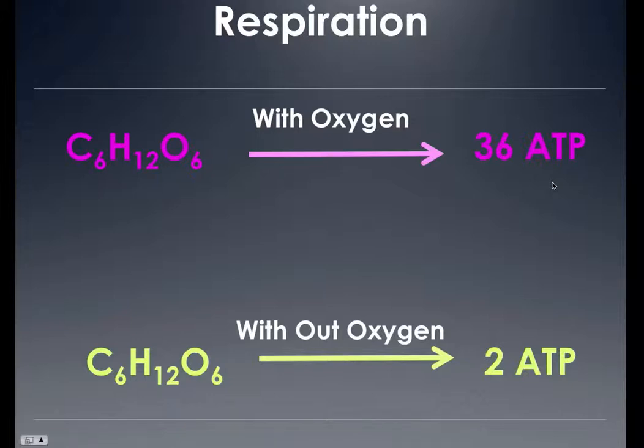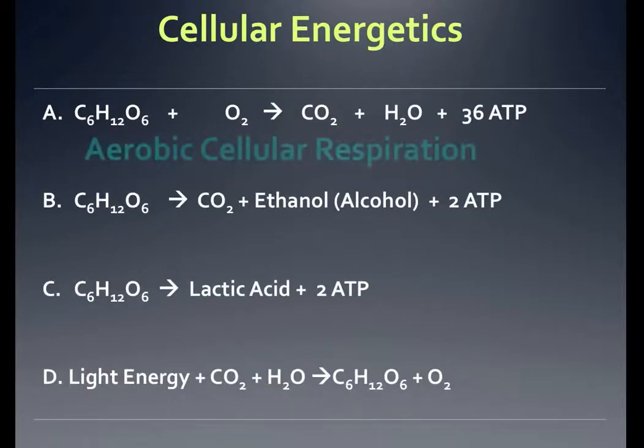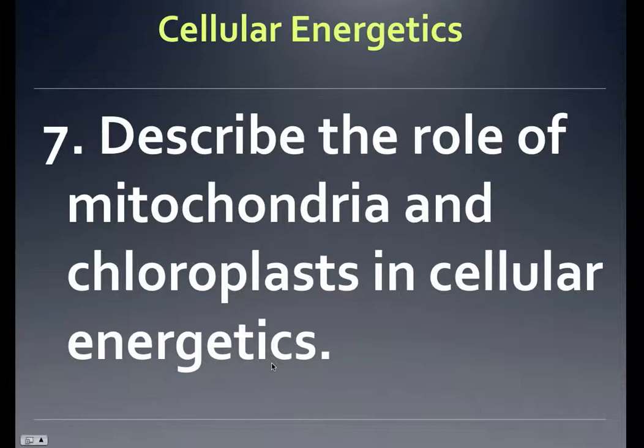And one last little comparison here again. With oxygen, you get 36 ATPs. Without oxygen, only 2 ATPs. Aerobic respiration versus fermentation. Okay, be able to recognize the following reactions and where they occur. And of course, the first one is because of the oxygen, aerobic cellular respiration. We're starting with sugar, ending with ATP. The other 2 start with sugar, end up with ATP. So it's a type of respiration, but without oxygen, of course, they're fermentation. One being alcohol, one being lactic acid. And the last one is photosynthesis.